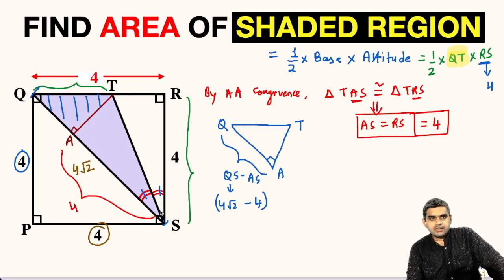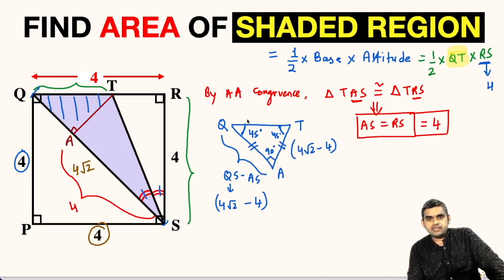Now QS is the diagonal and QA is part of this diagonal of the square. So this angle Q here will be 45 degrees. This is the property of a square. So if this angle is 90 degrees, which we have drawn by construction, and angle Q is 45 degrees, then this angle will also be 45 degrees. Now since these two angles are equal, this side will also be equal to this side. So this side will also be 4 root 2 minus 4.